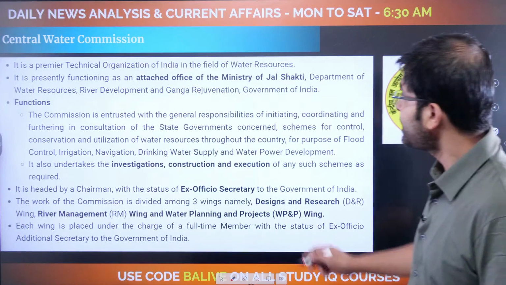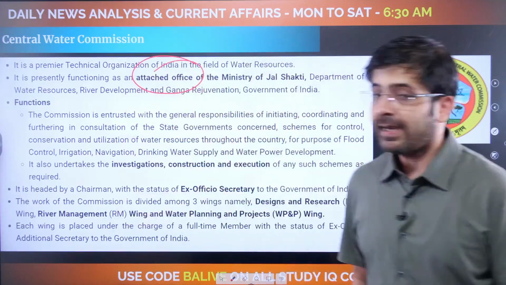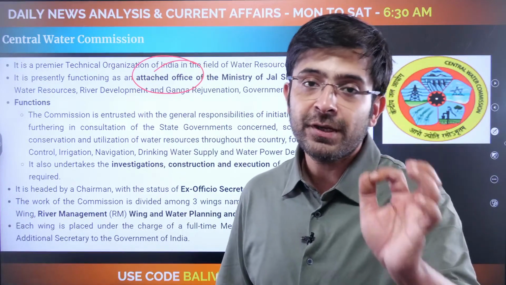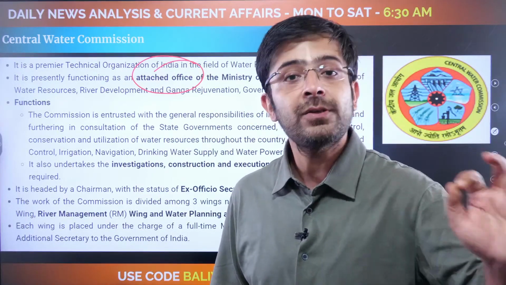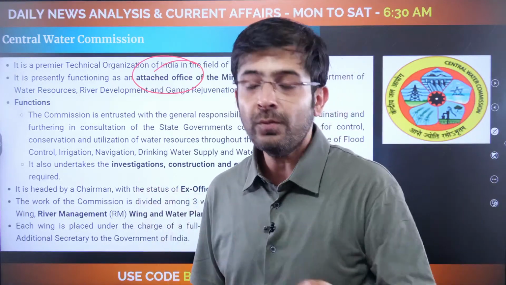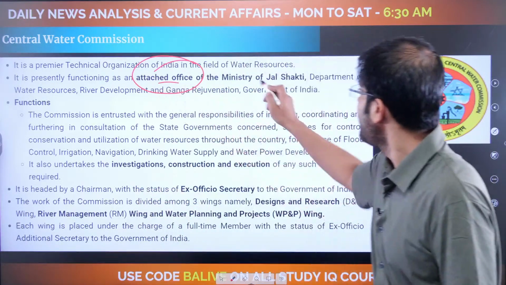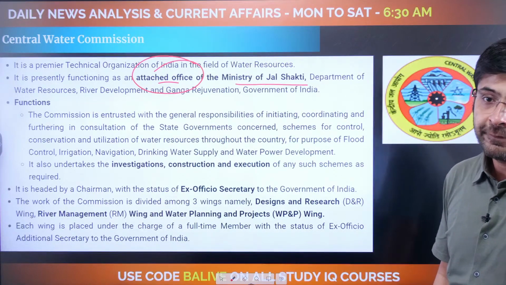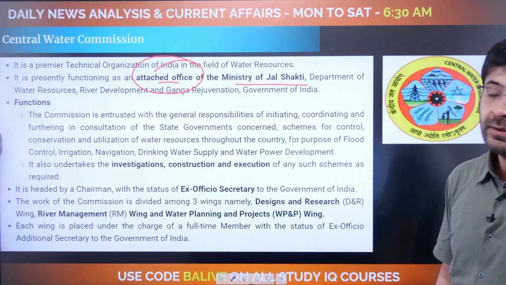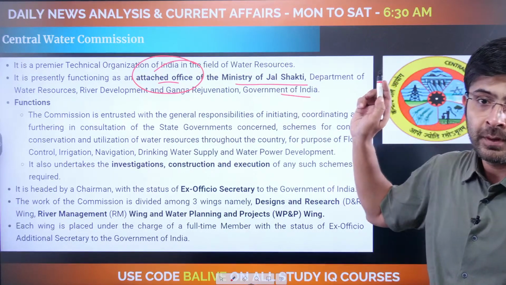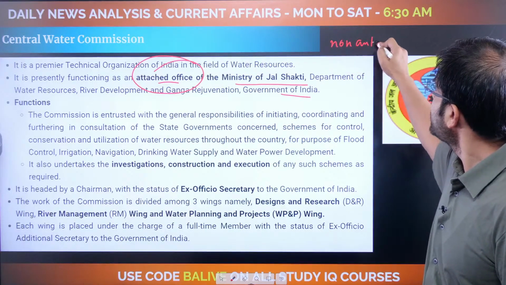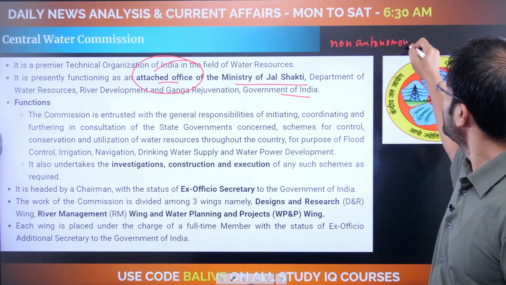Now it's a premier technical organization. In fact, it is an attached office. Okay, so it's an attached office, which means it's not autonomous, it's non-autonomous. So if the examination maintains that it is an autonomous organization under the Ministry of Jal Shakti, no, it is an attached office in the Ministry of Jal Shakti, Department of Water Resources, River Development and Ganga Rejuvenation, Bharat Sarkar. Clear? You will understand that it is a non-autonomous body.